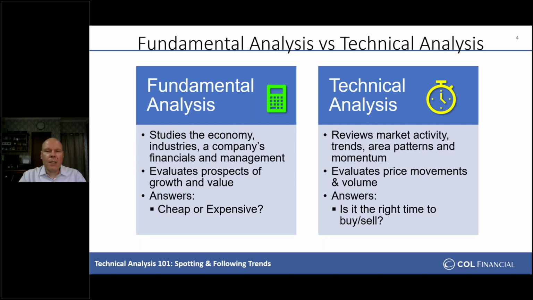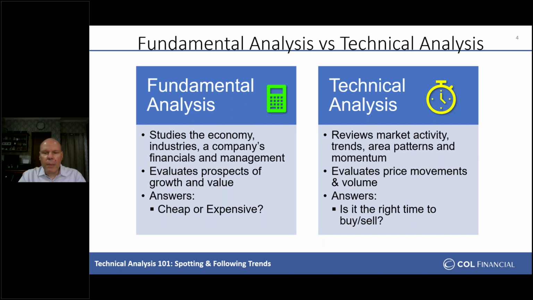Now, technical analysis does something completely different. Technical analysis does not look at growth and value. It leaves that up to fundamental analysis. But technical analysis reviews the movements of prices in any market or any security. It studies movements in trends, area patterns, and momentum. And its basic assessment really is to evaluate these movements in price and see whether there is demand or there is too much supply coming into a situation that might push a stock up or down.